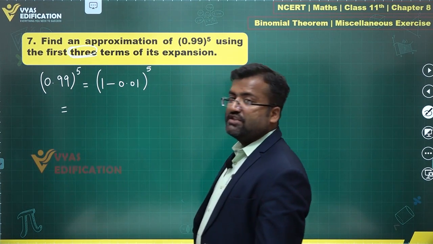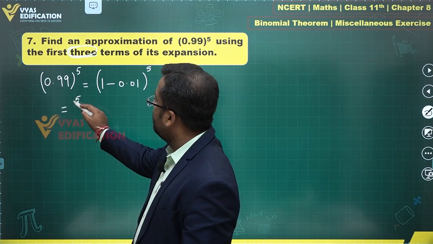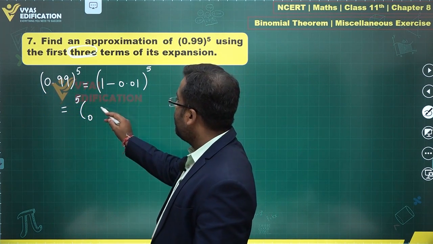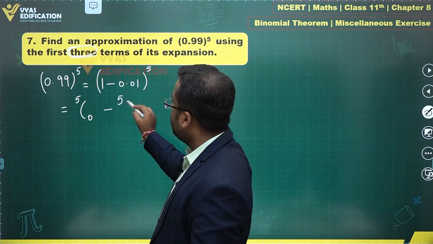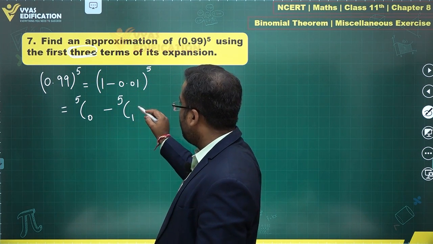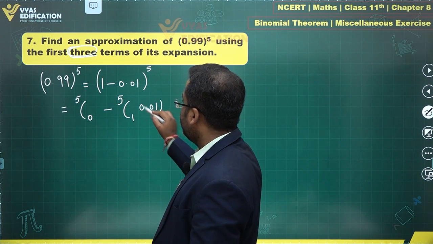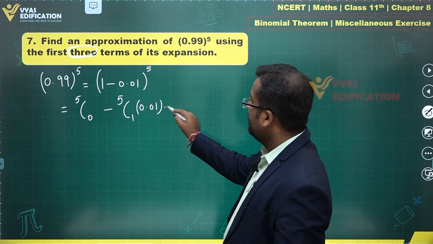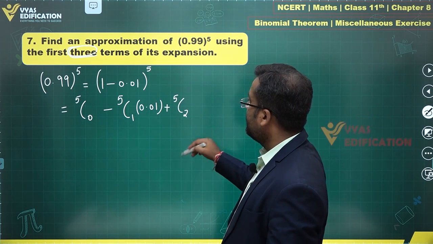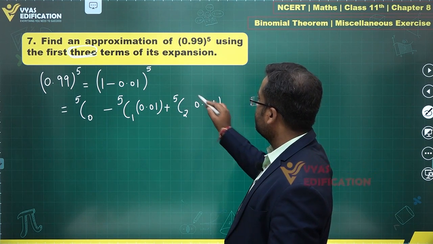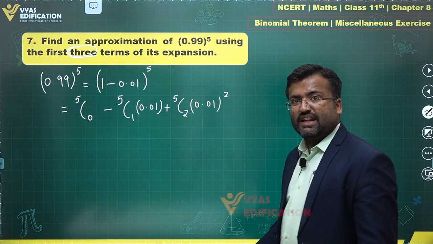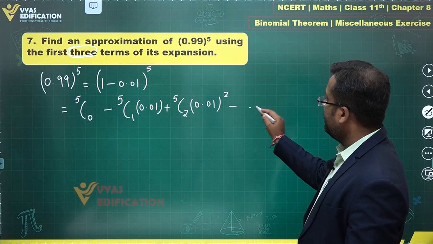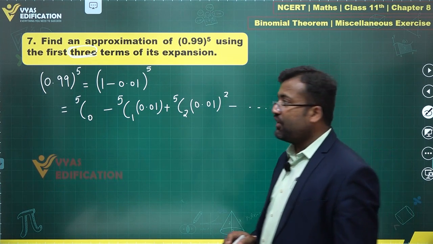Okay, so what is this expansion? The first term is 5c0, 1 power 5, which is okay. Next, since there's minus, this will become 5c1, 1 power 4, 0.01 raised to power 1. There's already minus, has been taken care of. The next term will be 5c2 and 0.01 square. The next term will be 5c3 with a minus, but that's not required, right? There will be plenty other terms, but we are looking at approximate value.